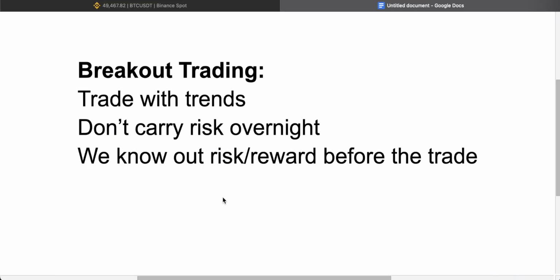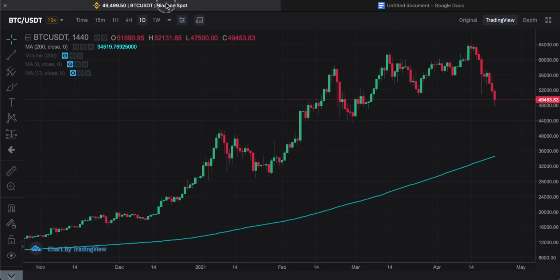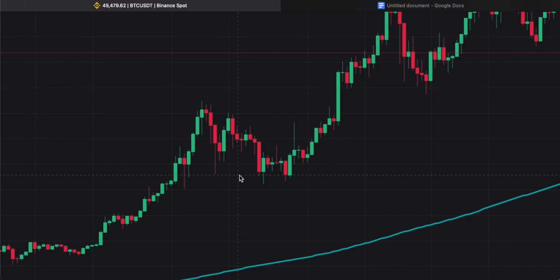One of the benefits of breakout trading is that you don't carry risk overnight. It's usually an intraday thing, so definitely a day trading type of strategy. And we do know the risk reward before we trade. But like I said, there are different ways of actually looking at this. So some breakout traders actually try to anticipate a breakout before it happens. So to do this, I'm going to show you the chart right here.